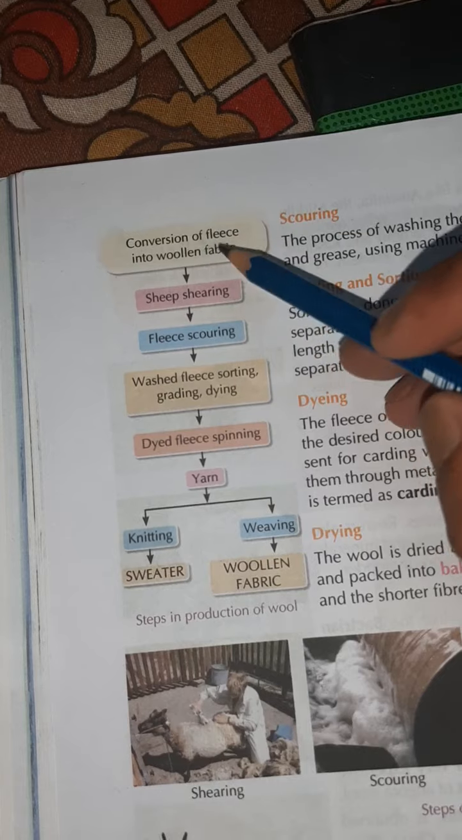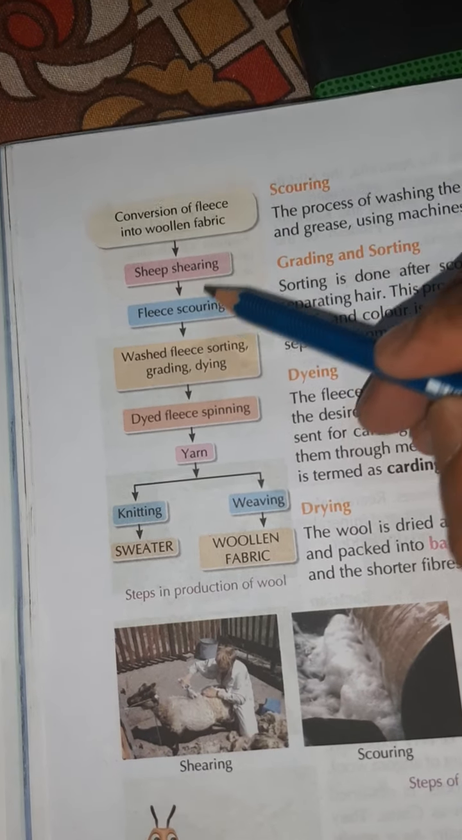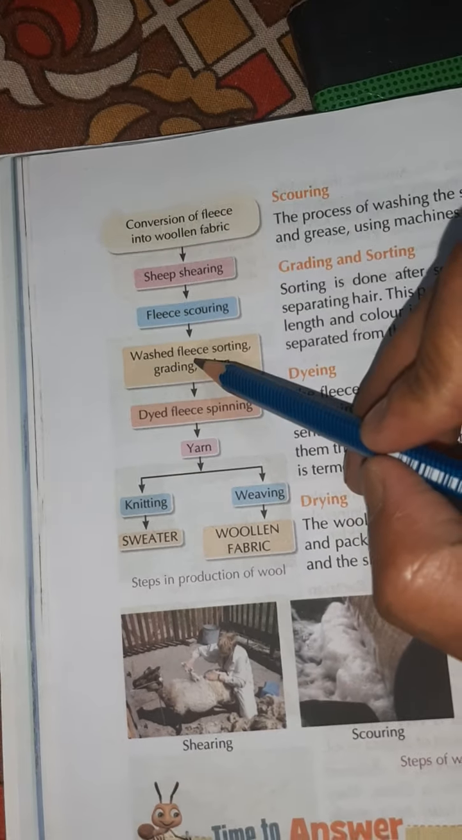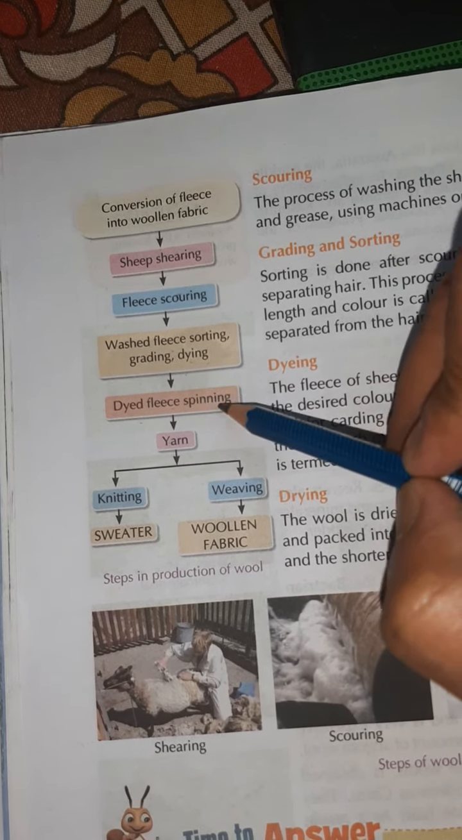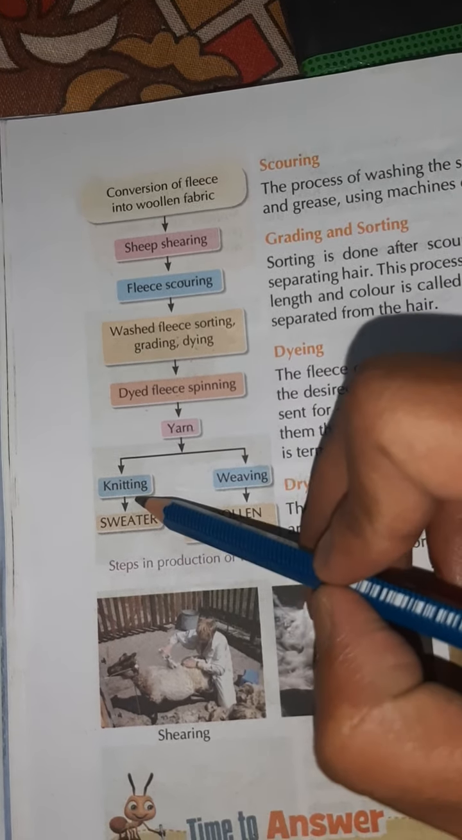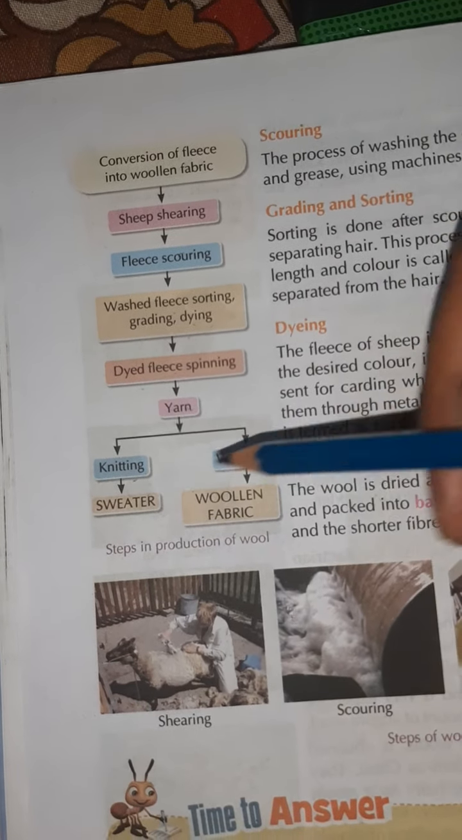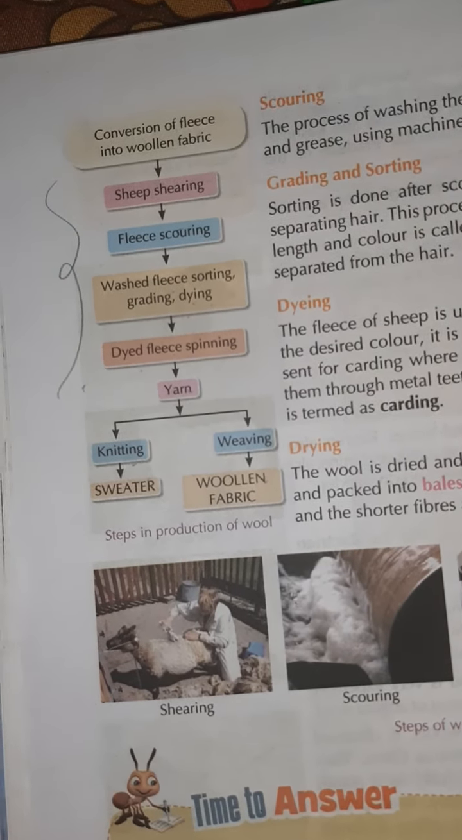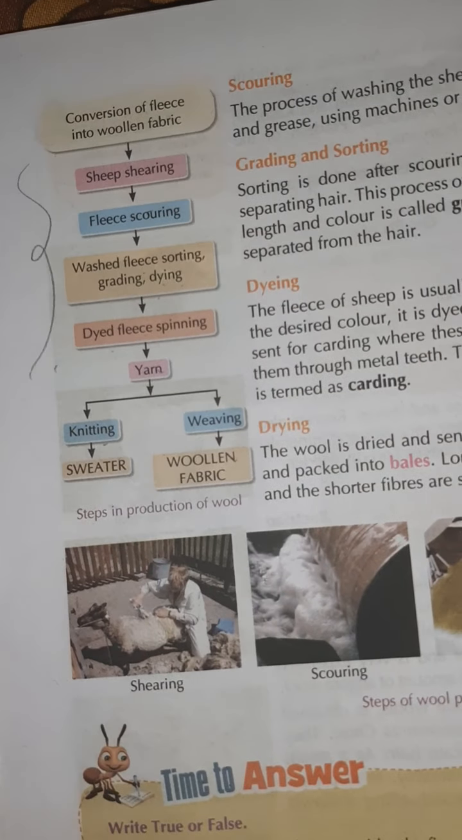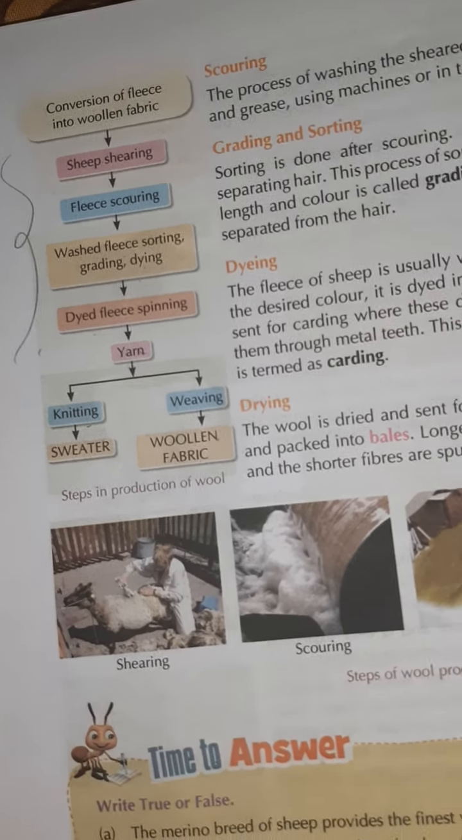Now these are the things. See, conversion of fleece into woolen cloth. First sheep shearing, then fleece scouring, then washed fleece sorting, grading, dyeing, then dyed fleece spinning, then yarn. Yarn is used for knitting, which is shilai kora in Bengali, and weaving, which is bona, to make sweaters and woolen fabric. So these are the processes by which the fleece of the sheep is transformed.